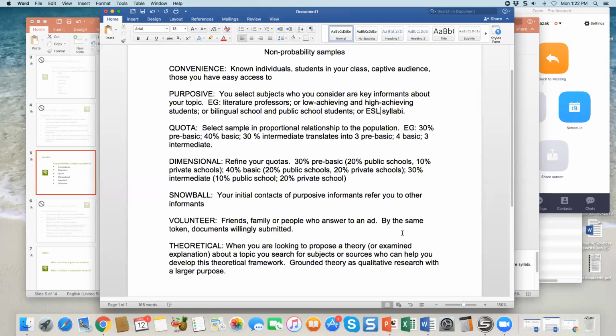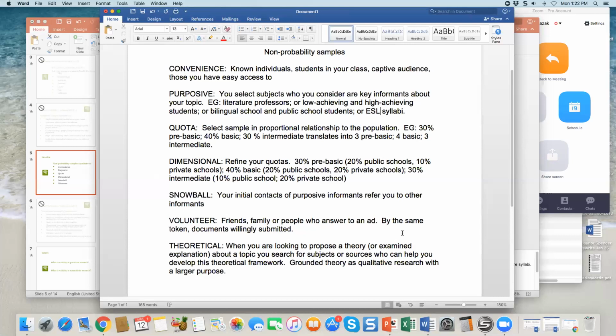In a dimensional sample, you refine your quotas. So within your breakdown, within your 30% of basic level English speakers, you know that half of them went to public schools and the other half went to private, then it also breaks that down. It's just like another level of refining of your quotas.